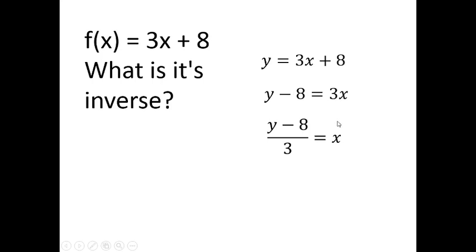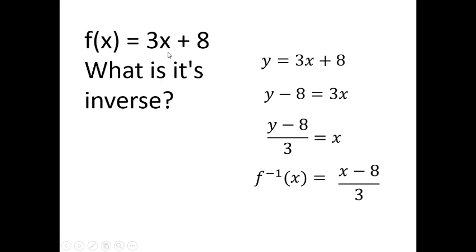And so that means my inverse function, which is written like this with a minus 1 up here, is x minus 8 over 3. We just swap this x and y around, so it becomes y equals, or f to the minus 1, which is the inverse function.